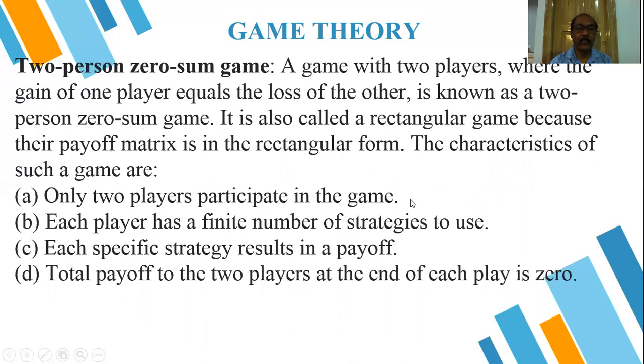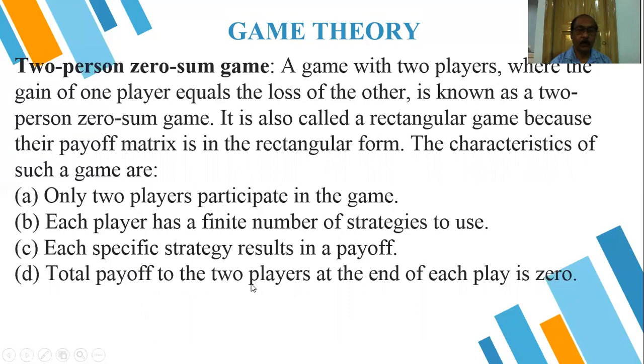Only two players participate in these games, two-person zero sum game. That is the basic assumptions or the rules for this game. Only two players participate in the game. Each player has a finite number of strategies to use because we are handling the finite game here, not the infinite game. Each specific strategy results in a payoff matrix. That means the combinations of strategies and their payoffs are predefined and defined within the rectangular box.